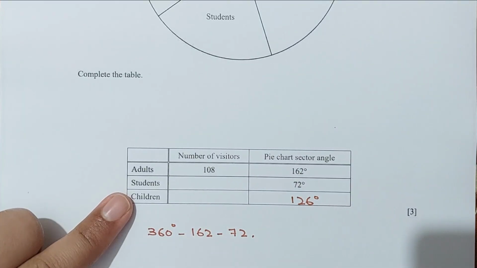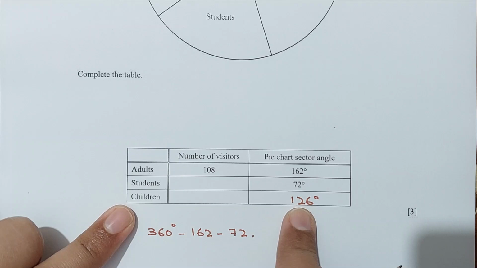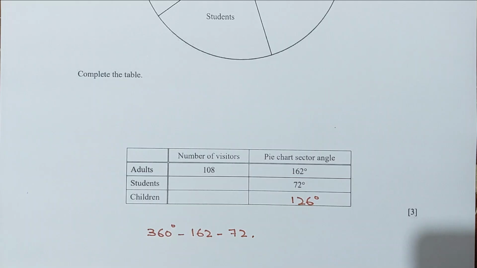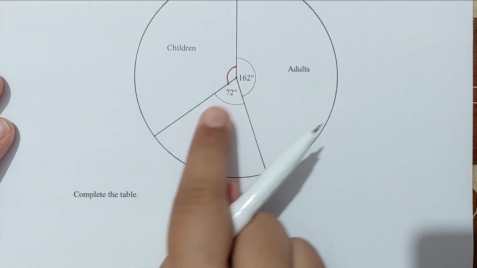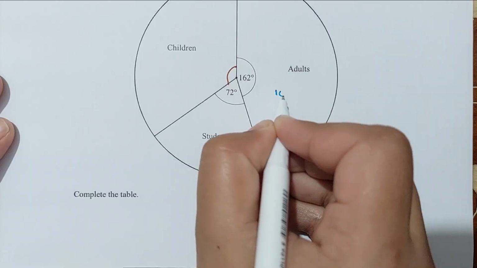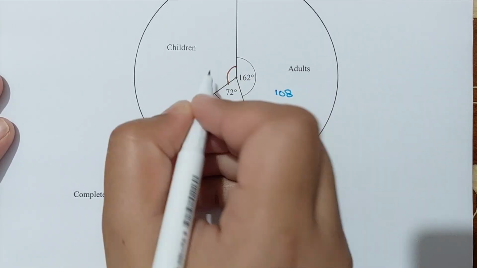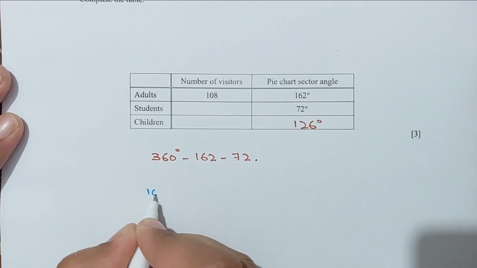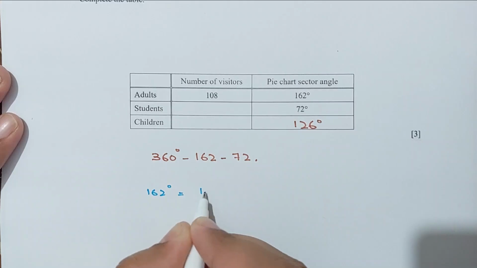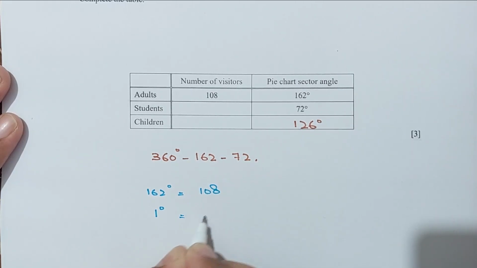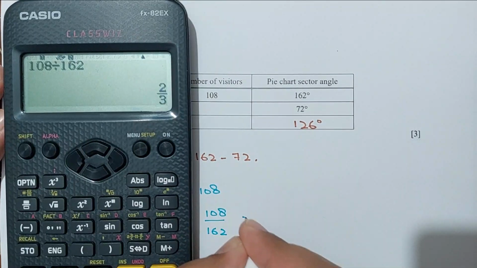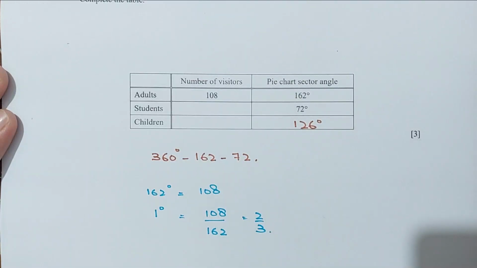Now we have the pie chart sector angle for students and for children, but we have to find the number of visitors for the students and the children. So here 162 degrees represents the total adults, 108. So what about 72 degrees and what about 126 degrees? If 162 degrees is 108 visitors, what is 1 degree? 1 degree is 108 over 162. If I simplify 108 and 162, this is 2 by 3. So each 1 degree represents 2 by 3.